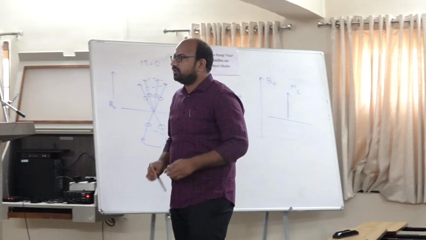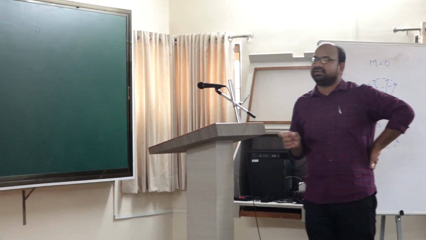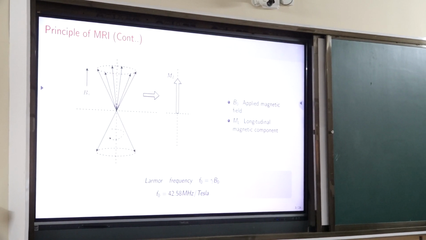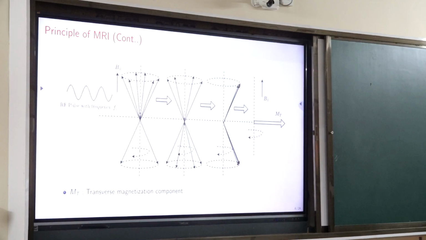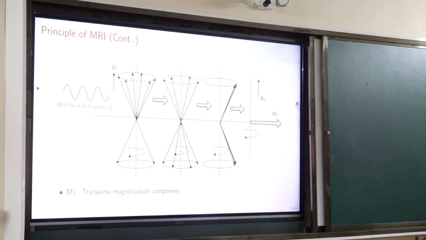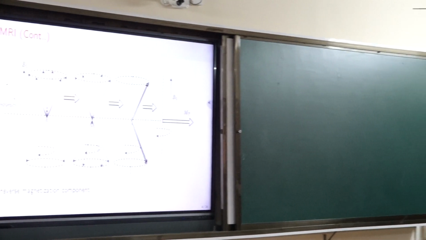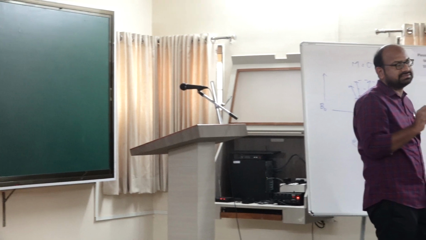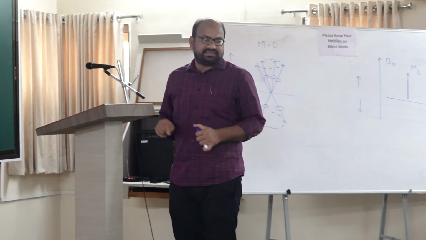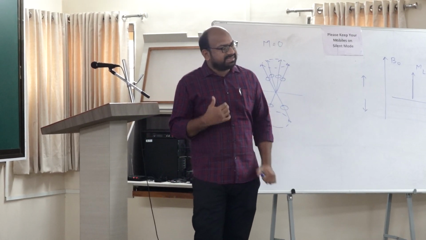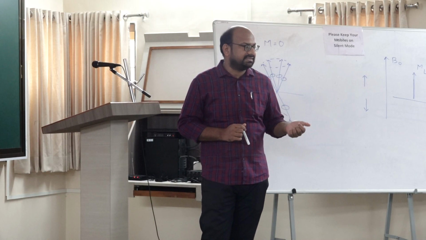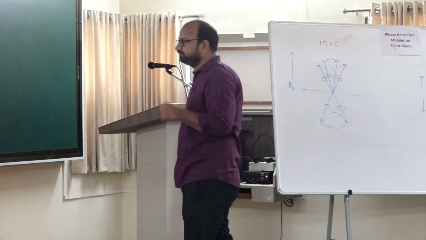Fine. And one more important thing, as I said earlier, this longitudinal magnetic component is in the direction of applied magnetic field. It is not possible to measure that, so we need to do something there. What we do is this. Now what you do? We apply the external RF pulse. Remember the Larmor frequency that we talked about, okay? The frequency was 42.58 megahertz per Tesla. We apply the external RF pulse, radio frequency pulse, of the same frequency as F0, right? Now when we apply the RF pulse of same frequency as F0, then what happens is this.